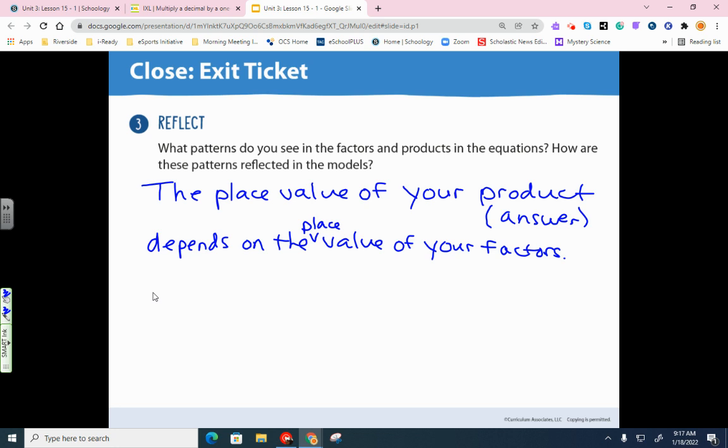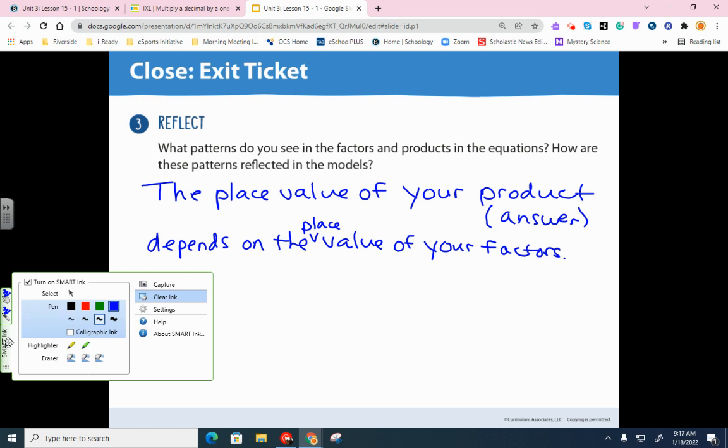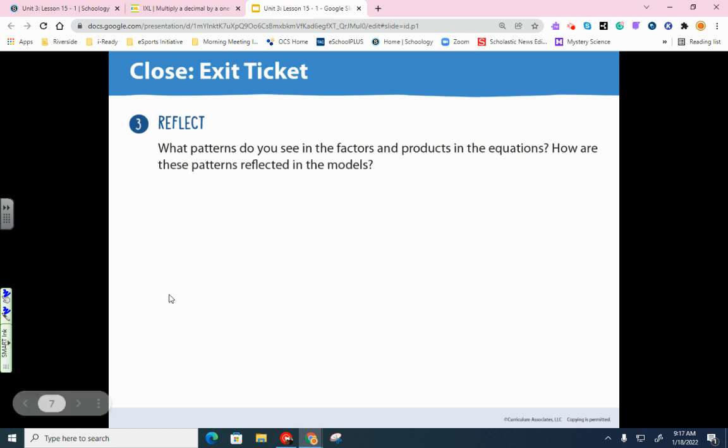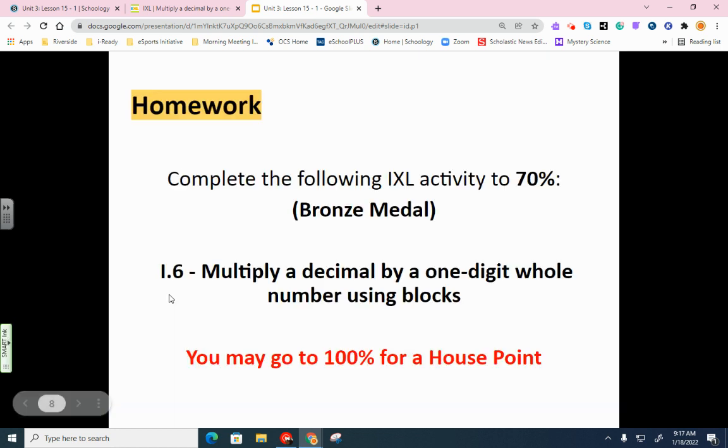Okay, so our IXL for today is I6, multiply decimal by a 1-digit whole number using blocks. And if you need any help on that, I'll be happy to show you the way.